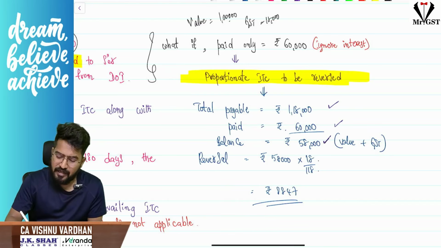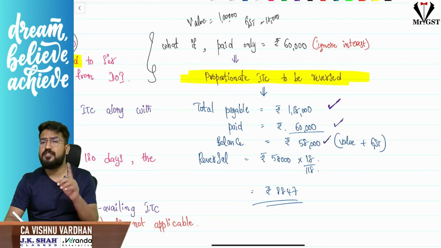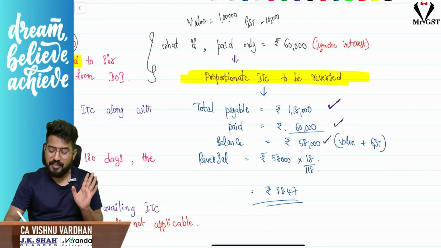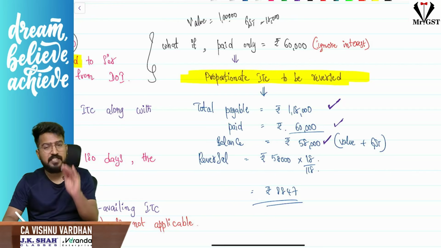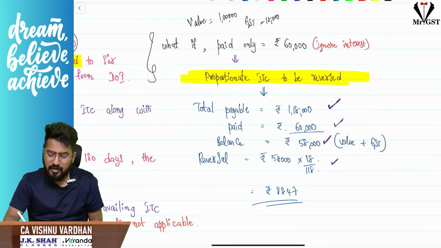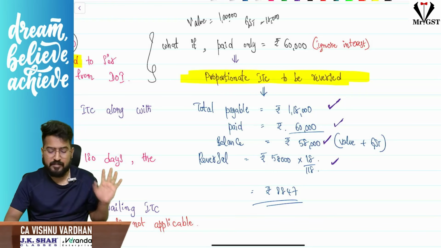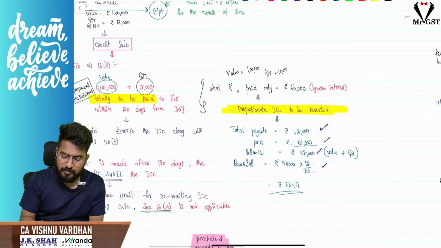But this 1 lakh 18,000 is including GST, and this 60,000 is also including GST. You cannot take it as excluding GST. The balance amount 58,000 is including GST, which you have to pay. So 58,000 into 18 divided by 118 will give you the reversal amount. 8,847 you have to reverse. So that is the concept.